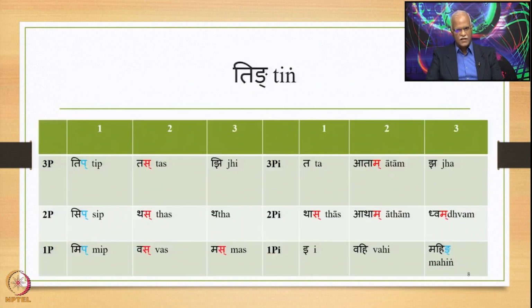And these are the tin suffixes, tip, tas, jhi, etc. We note that in tin also there are these suffixes that end in sa: tas, thas, vas and mas, thas, which end in sa. So even in their case the swadi sandhi applies.